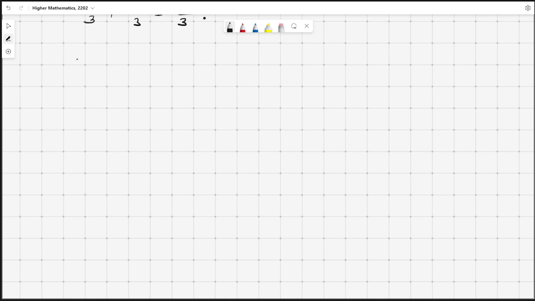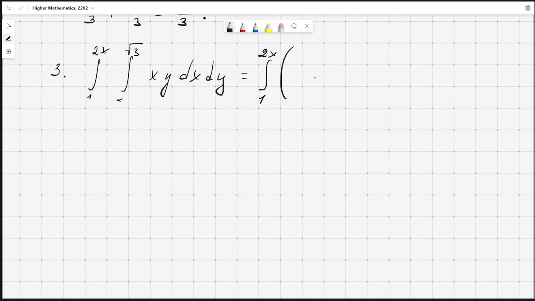The third integral. Integral from 1 to 2x of integral from x to square root of 3 of xy dx dy. It is integral from 1 to 2x of integral from x to square root of 3 of xy dx dy.